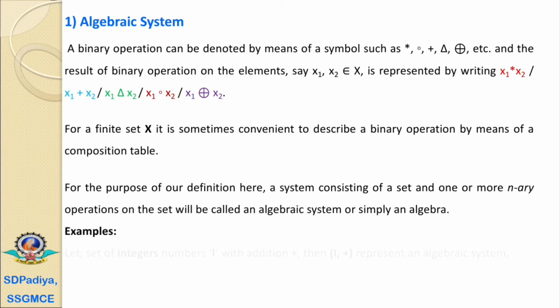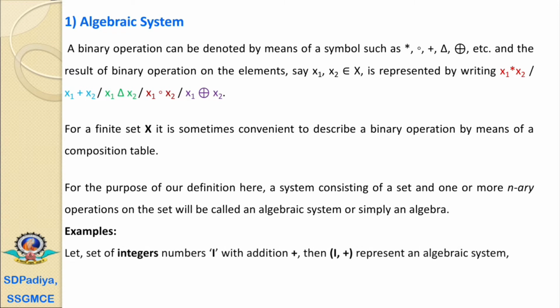Now let's have an example: a set of integers, capital I, with the addition plus symbol. Then the algebraic system I with the addition operation represents an algebraic system. It is not compulsory that this set of integers has only one operation. This set of integers may be with 2 operations, 3 operations, 4 operations up to n operations.